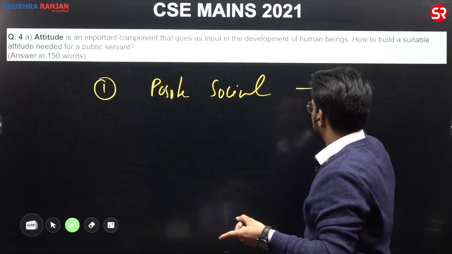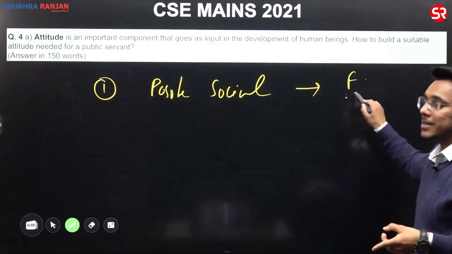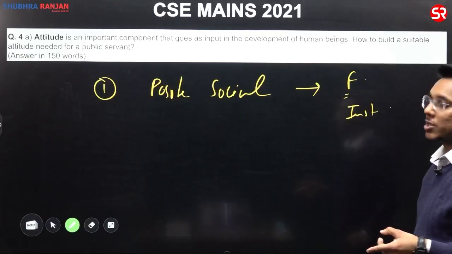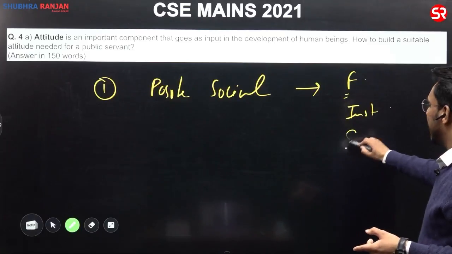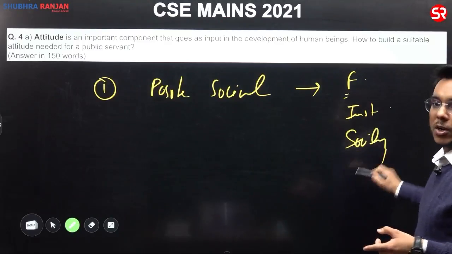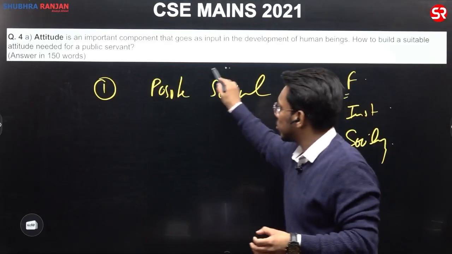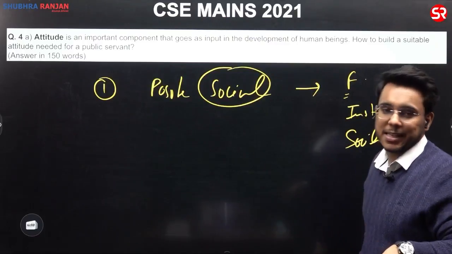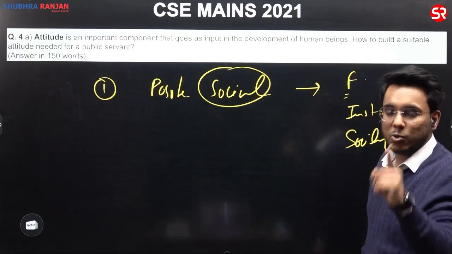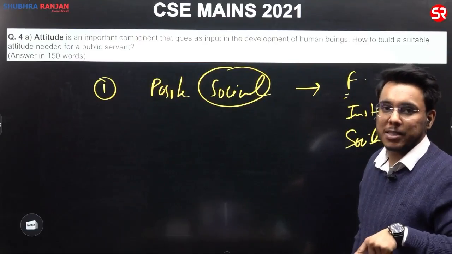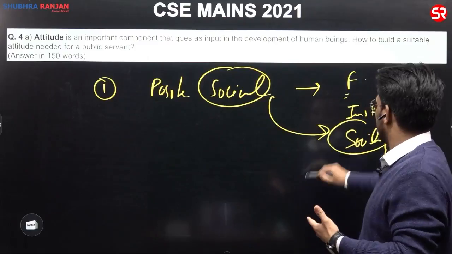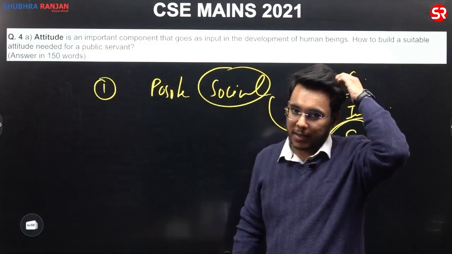In this positive socialization, the family plays an important role. The institutions, educational institutions and other institutions, play an important role. The entire society plays an important role. So number one, the socialization of every kid needs to be good so that later on they can harbor positive attitudes, so that when they become a public servant, a civil servant, they can be driven by these positive attitudes.